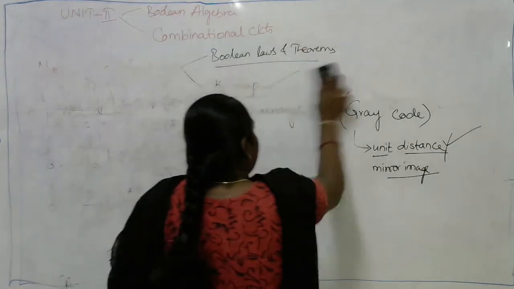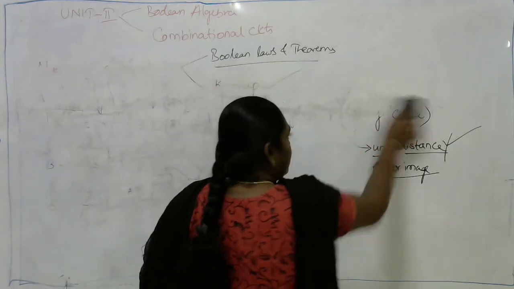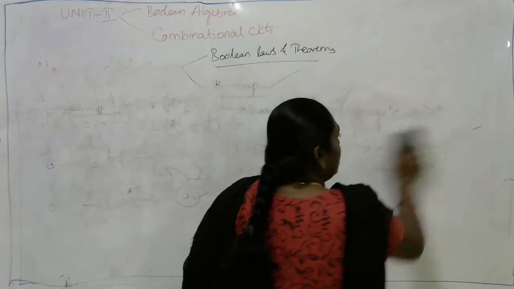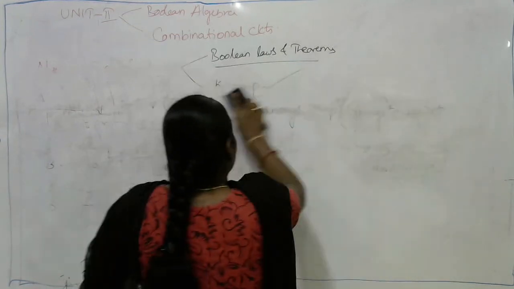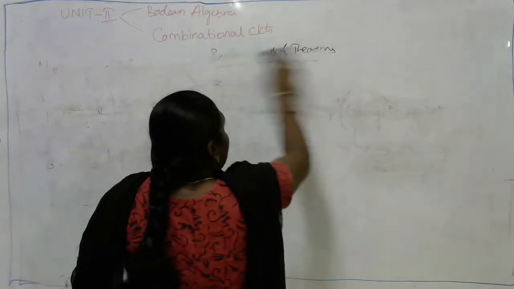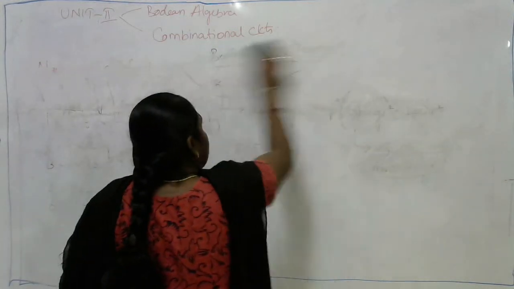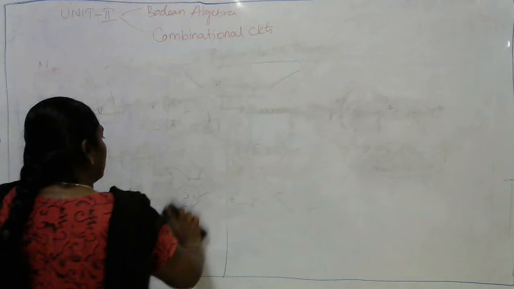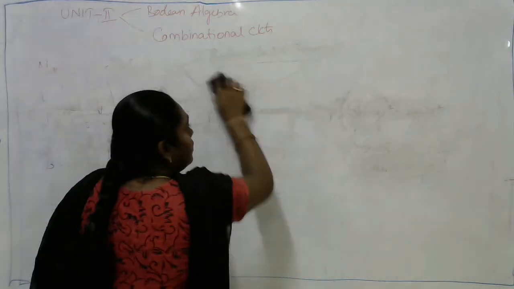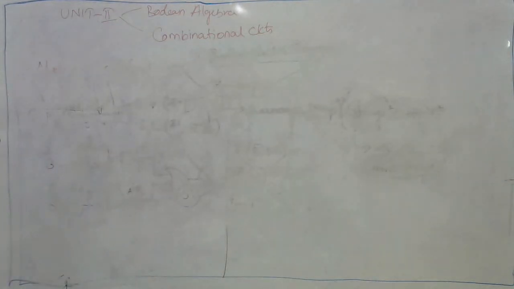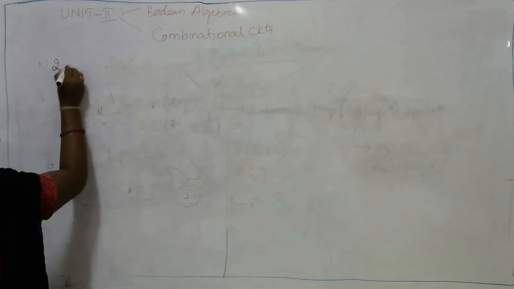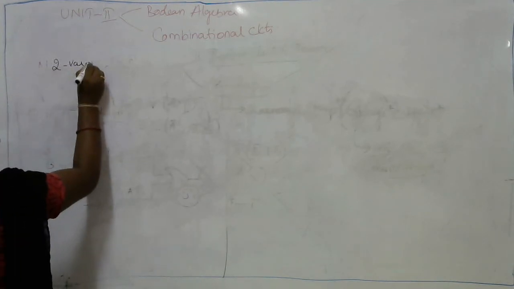So here in the previous example, the variables are only A and B. So here I need to draw the two variable K-map. Depending upon the number of variables present in the expression, we need to draw that many variable K-map. So in this case, let me take first an example of a two variable K-map.